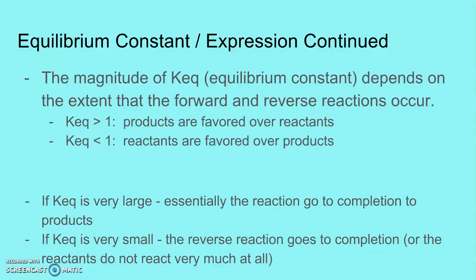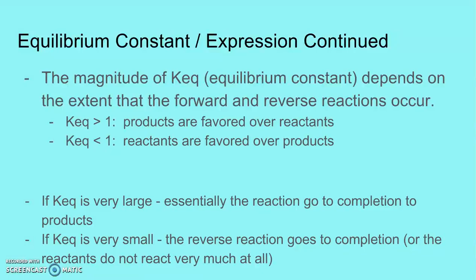There is some information that we do get from the equilibrium constant. If you know the equilibrium constant, meaning what is the concentration at equilibrium, the magnitude of that KEQ, the equilibrium constant, depends on the extent that the forward and the reverse reactions occur. If your KEQ is greater than 1, the products are favored over the reactants. If your KEQ is less than 1, the reactants are favored. So you can tell which reaction, the forward or the reverse reaction, is favored.